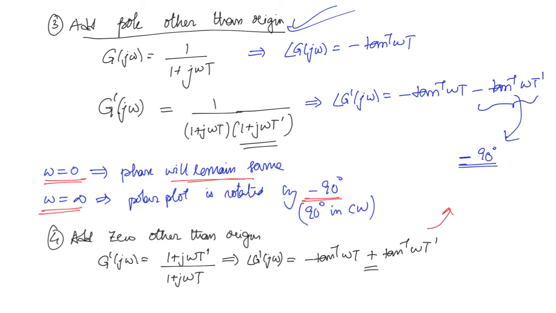So in this case, at zero frequency again the phase will be the same, and at infinite frequency the polar plot will rotate by plus 90 degrees. In the case of a pole it was minus 90 degrees, in the case of a zero it will be plus 90 degrees, that means 90 degrees in the counterclockwise sense.